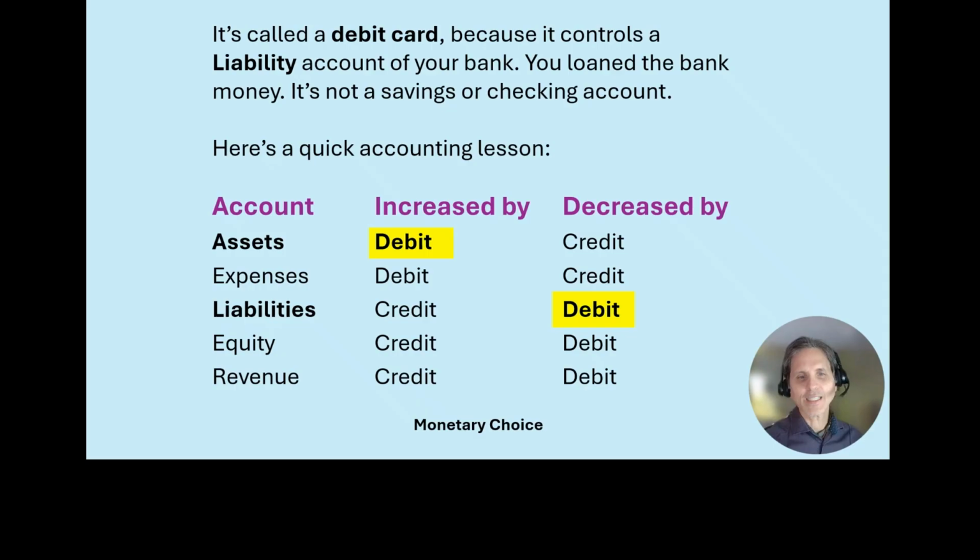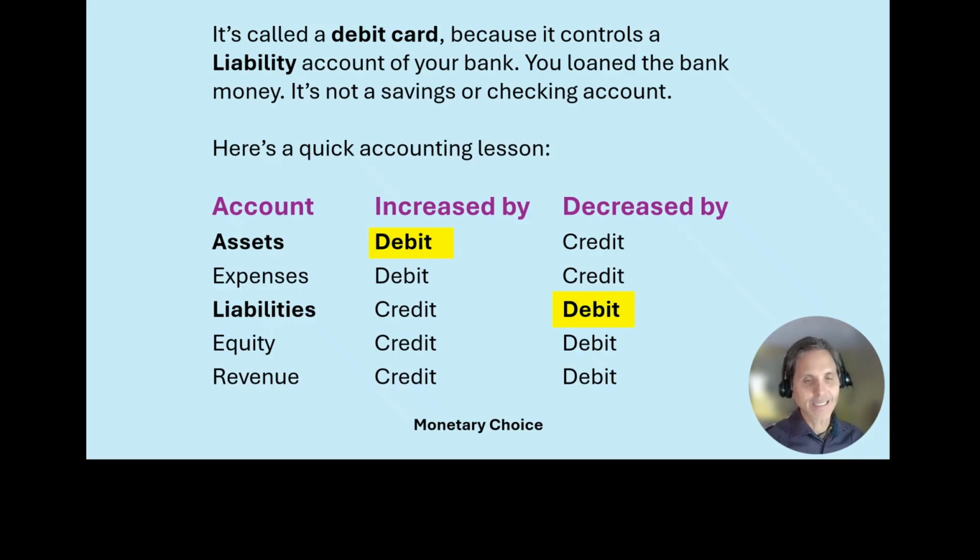A quick accounting lesson: if you're running a business and you have an asset, like a cash account or land or inventory, and you're going to increase it, you will debit it. Like you got inventory, so you debit it, and maybe you would credit cash because you paid cash. But the inventory account is going up, so you debit it. If you want to reduce it, you would credit it, right? So if you use up some of the inventory, you would credit that account.